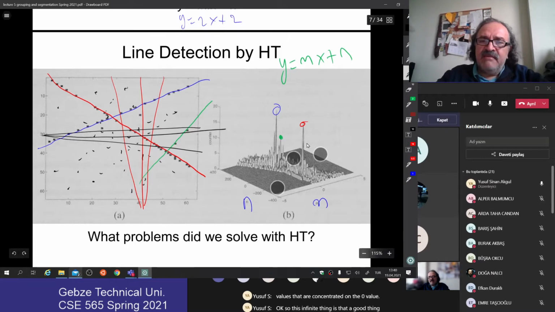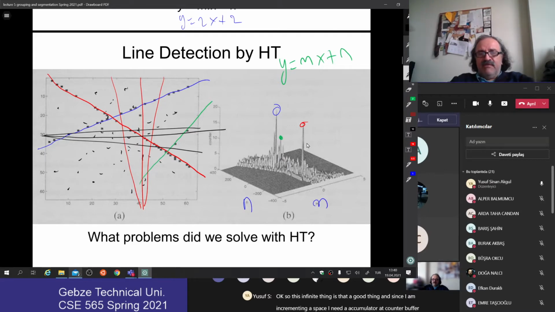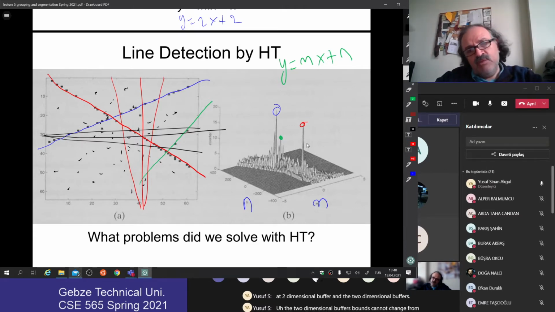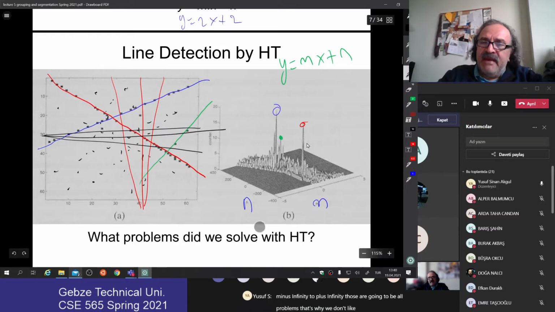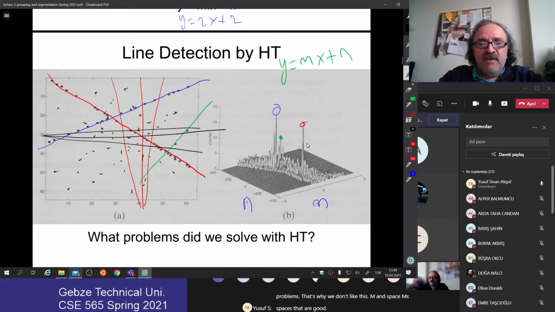And since I am incrementing a space, I need an accumulator, a counter buffer, a two-dimensional buffer. And the two-dimensional buffer's bounds cannot change from minus infinity to plus infinity. Those are going to be all problems. That's why we don't like this mn space. The mn space is not a good thing.